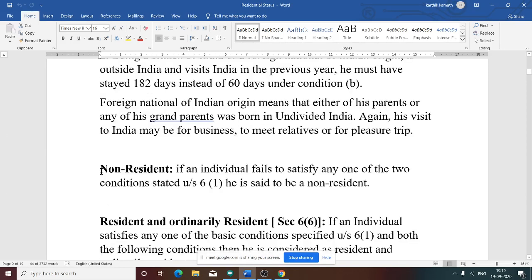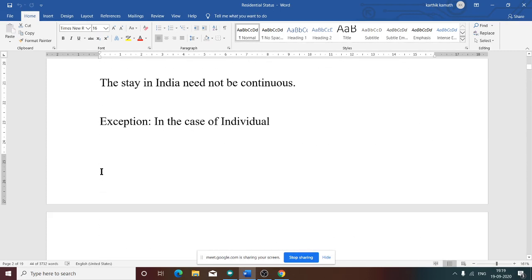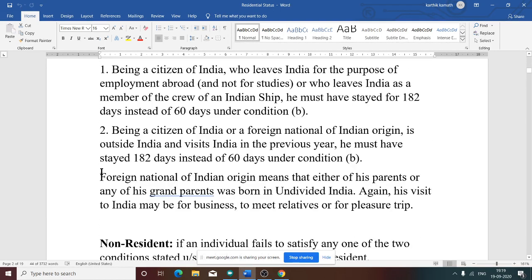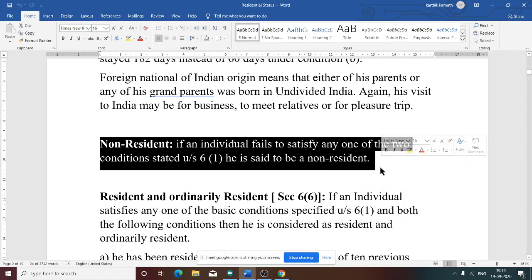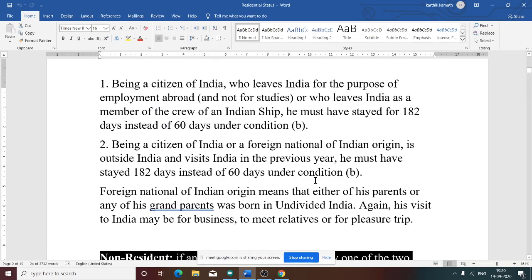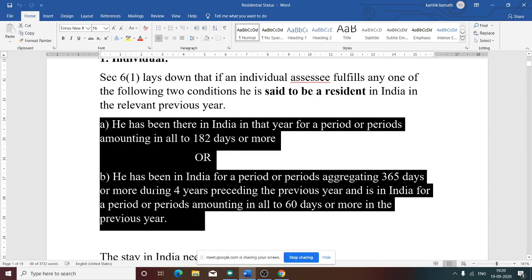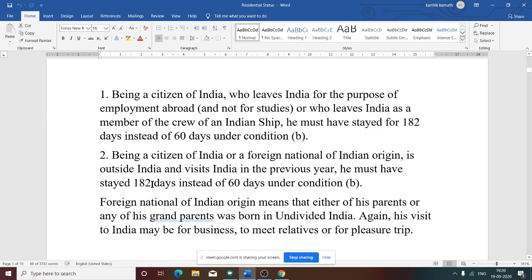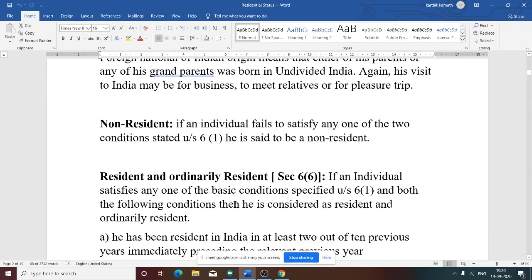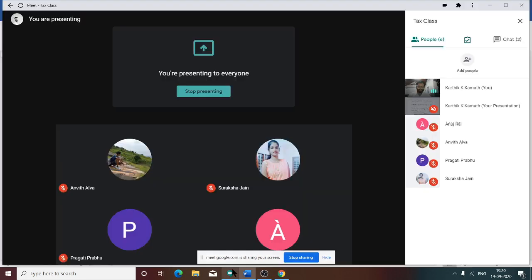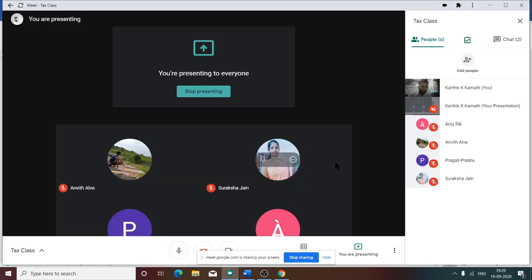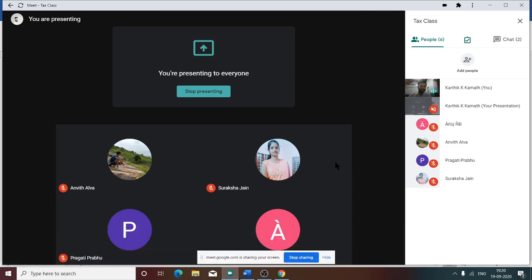Next, non-resident. Now we have discussed the two exceptions. Next thing is non-resident. Who is a non-resident? If an individual fails to satisfy any one of the two basic conditions, in that case he becomes non-resident. That means if an individual fails to satisfy both basic conditions or any one of them, he becomes non-resident. In short, what can you say for non-resident?